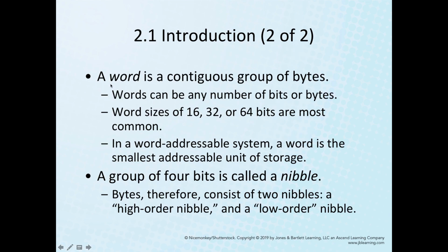And then a word is any contiguous group of bytes, depending on the hardware of the computer, especially the CPU architecture. In one of the old CPUs, the word size is 2 bytes, 16 bits. Mostly now the word is 64 bits. So a word does not have a specific size. Depending on the system, it's different.